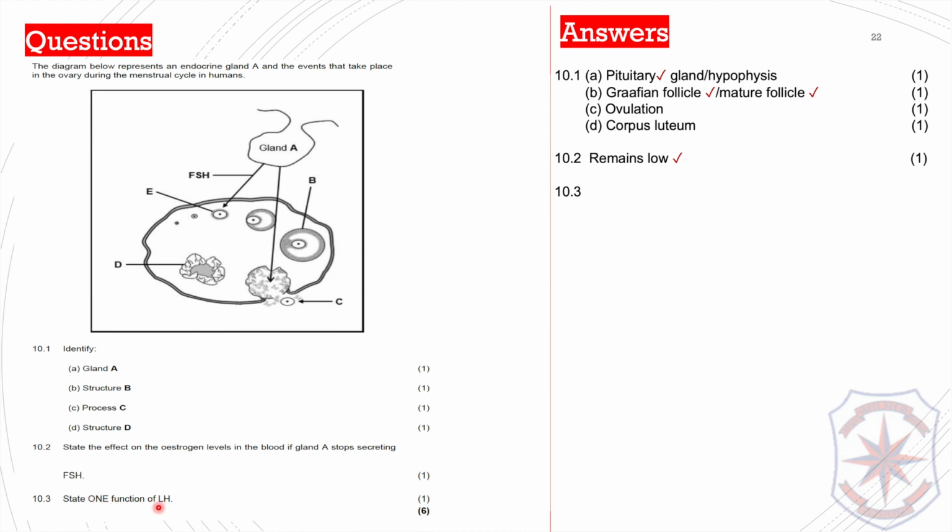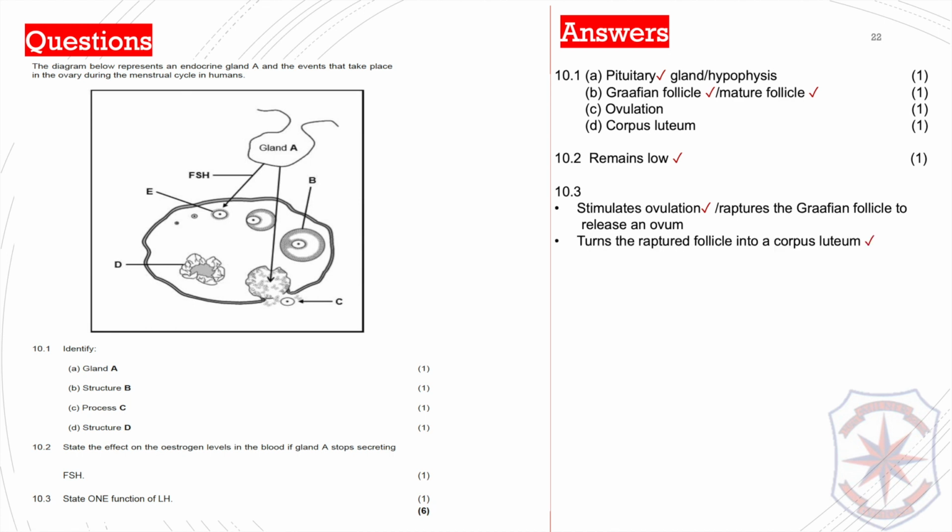State one function of LH. LH has two functions, remember. First function: it stimulates ovulation, or it ruptures the Graafian follicle to release an ovum. The second function: it turns the ruptured follicle into a corpus luteum. Only one is needed. Total is 6.